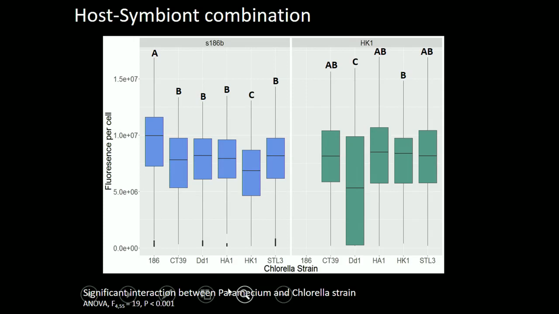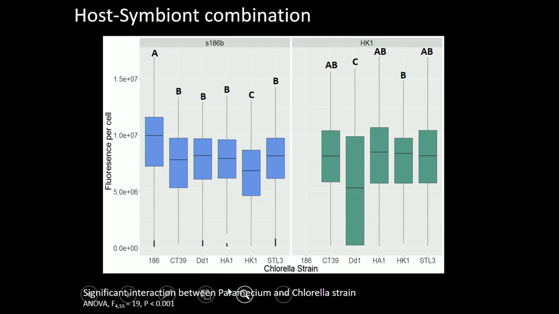In the HK1 background, a different chlorella, DD1, performs significantly worse. I also apologize that one of them is missing, but the data collection is still occurring, so that will be filled in. But it shows that there's a significant interaction with the paramecium host as well as the chlorella, and that both matter. Some combinations do better and some do worse, depending on both the host side and the symbiont side, which is indicative of co-adaptation having occurred between these strains, which is why some of them have high levels of compatibility, whereas others don't.